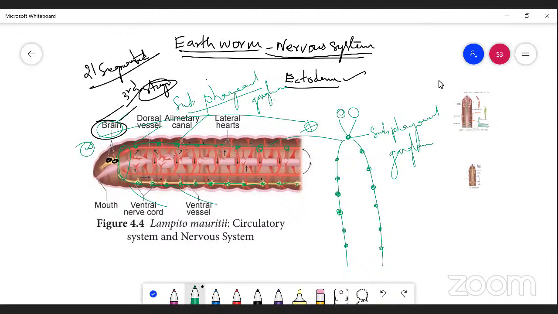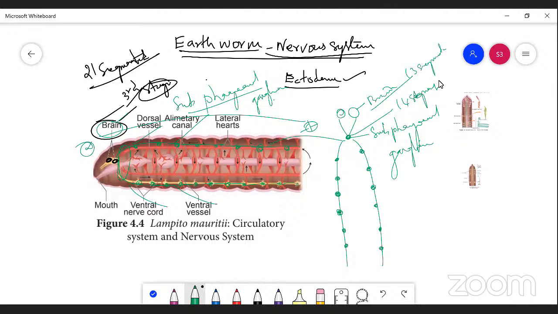Right? This complicated structure is the nervous system. That is the concept we are going to discuss: the brain. Brain means it's a nerve ganglion. It is located in the third segment. This is the subpharyngeal ganglion, which is located in the fourth segment, and the brain is located in the third segment.